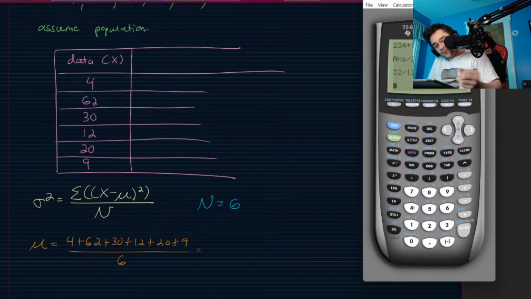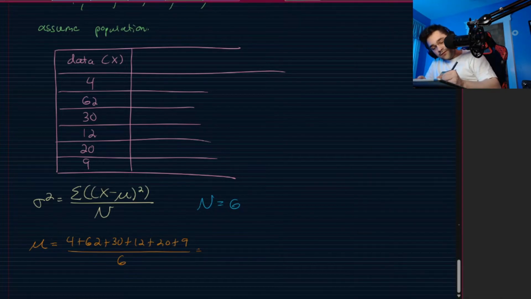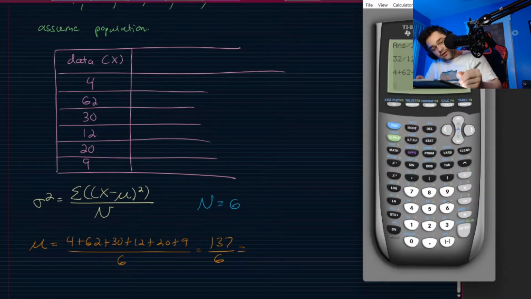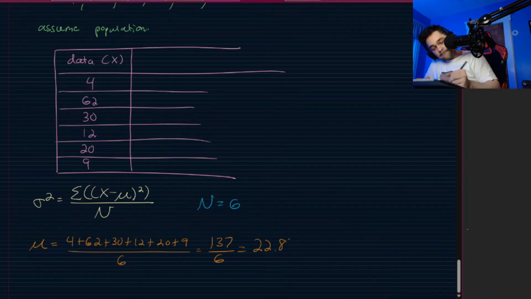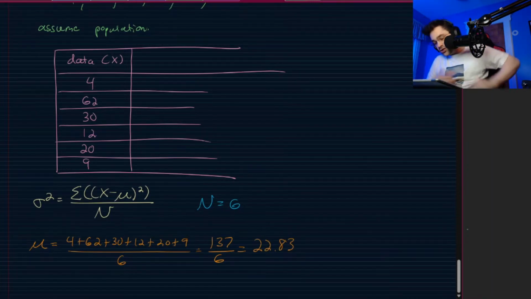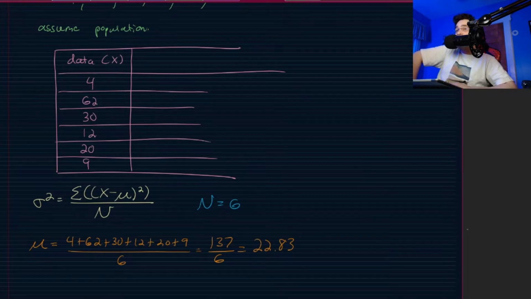So 4 plus 62, 30, 12, 20, and 9. So that numerator is 137. When I divide it by 6, it gives us our mean, which is 22.83. Let me round it to 2. Or I guess I could just leave it as 137 over 6, but for convenience, let's just do it this way. It's not going to cause any issues.